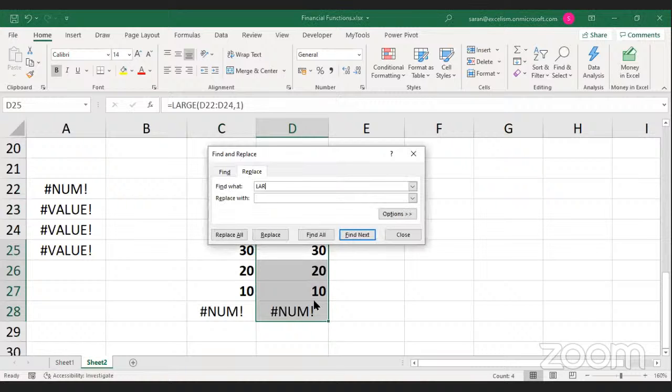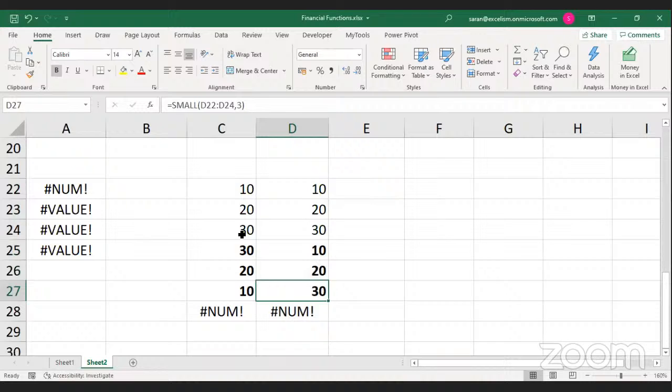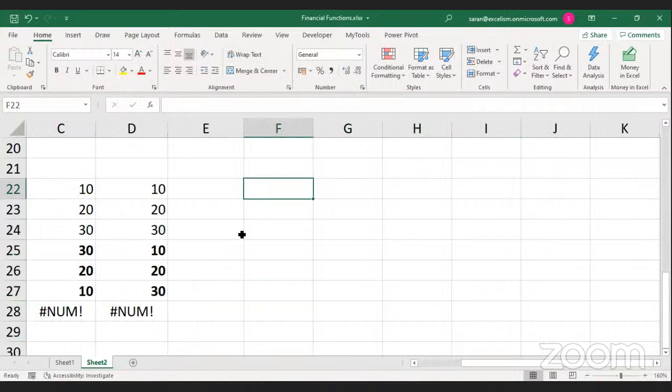I can simply substitute the large with the small. Let me replace all. Okay, it is exactly the same. First smallest value, second smallest value, third, and fourth is not there. So it's going to be the num error. I'm sure you might have already seen this, as I have already covered it.